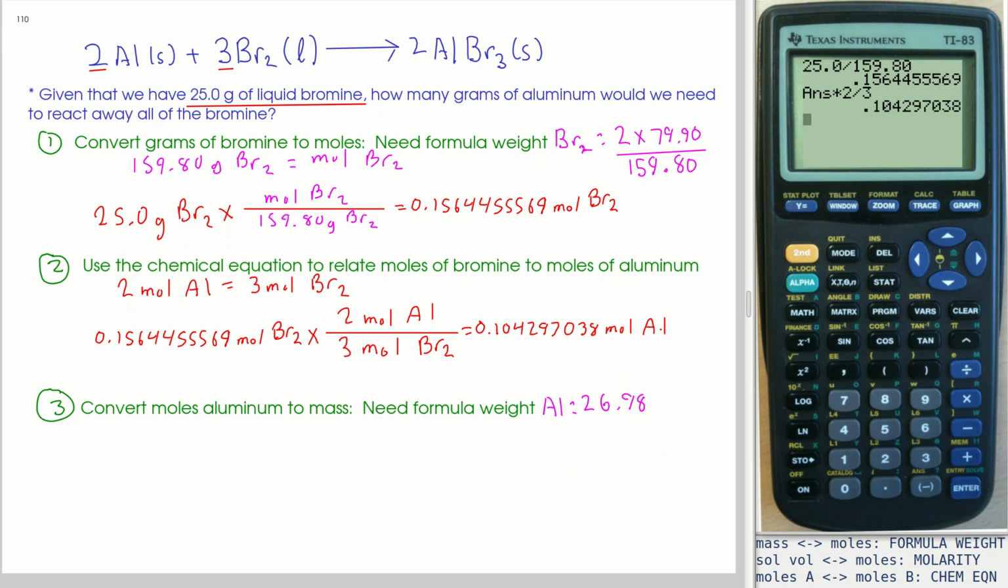But converting between moles and mass is pretty simple. We know our substance is aluminum, so we go to our periodic table and we look up the atomic weight of aluminum, and you'll find that as 26.98. So what that means is that there are 26.98 grams of aluminum for every mole of aluminum.